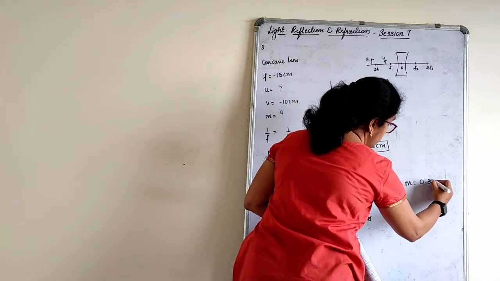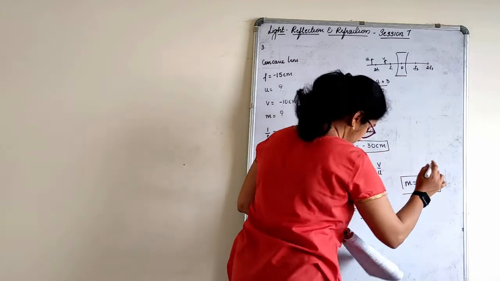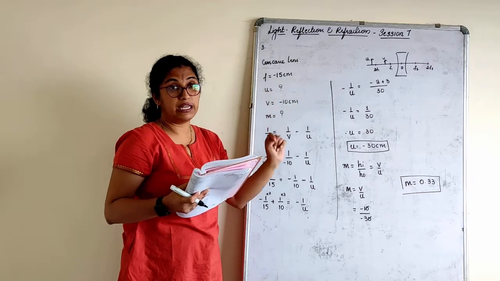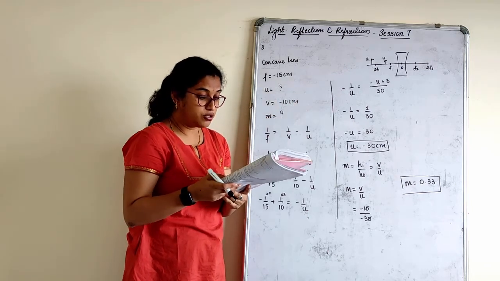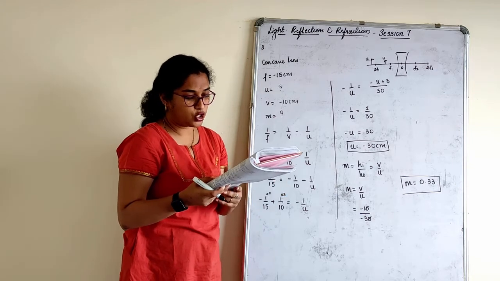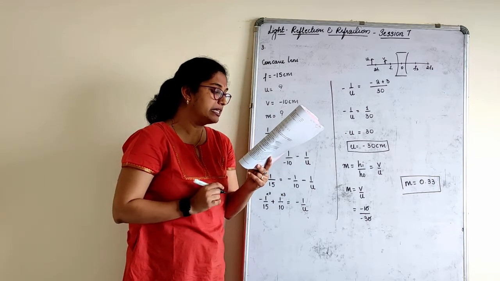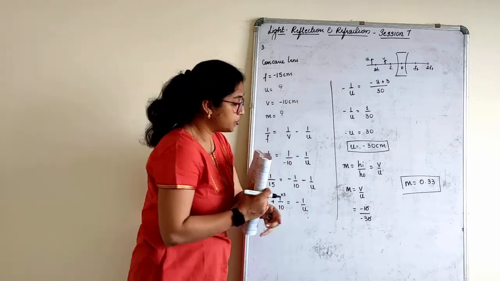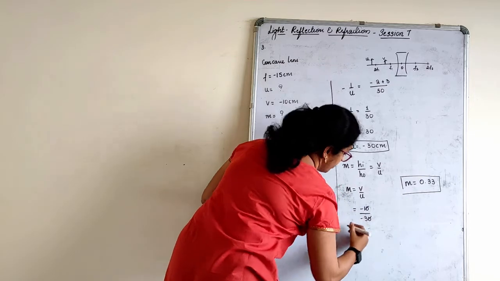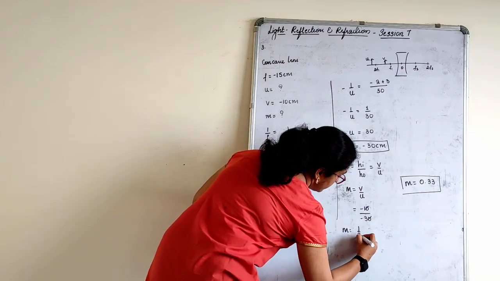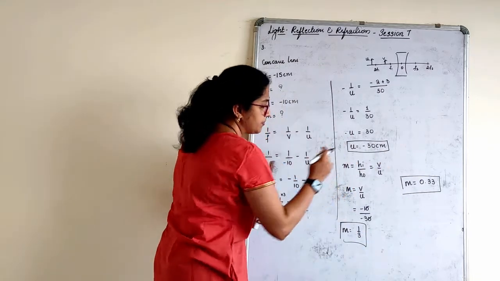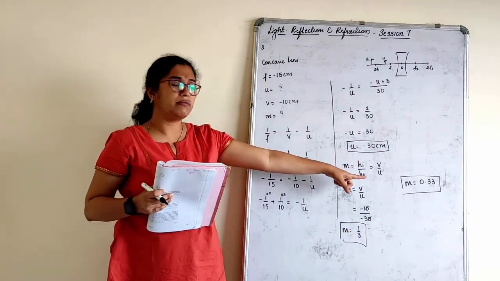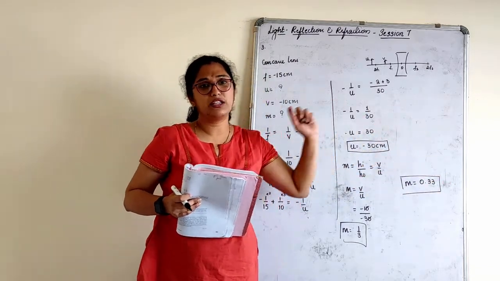Yes, it goes on. First of all, the nature of this is virtual and erect, that we know. The positive sign shows that the image is virtual and erect. Of course, that is the nature. The image is 0.33 times the size of the object, or m is equal to 1/3. Also, you can write 1 by 3. Or the image is 1/3 the size of the object, or the image is 0.33 times the size of the object.